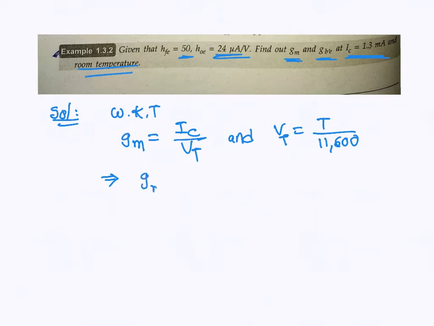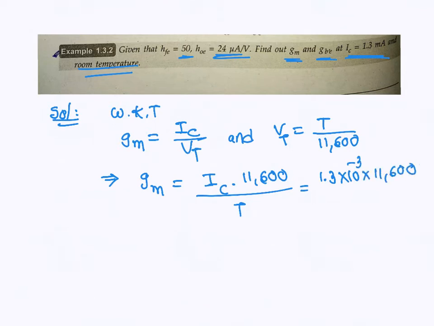GM equals IC by VT. If we substitute the IC value, he has given IC equals 1.3 into 10 power minus 3, into 11,600 by temperature, and the temperature value will be 300. So if you solve this one, the value of GM will be 0.05 mhos. So this is nothing but mho.